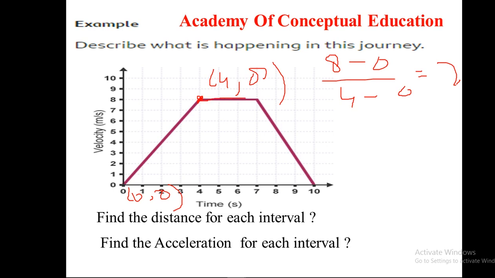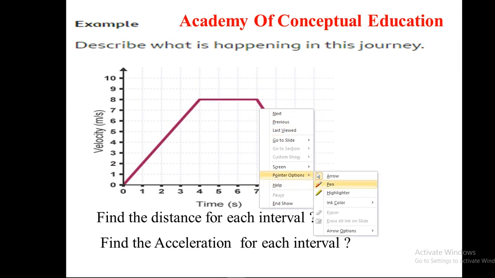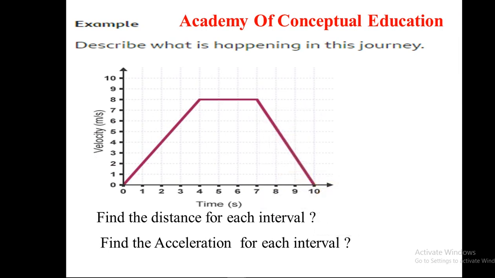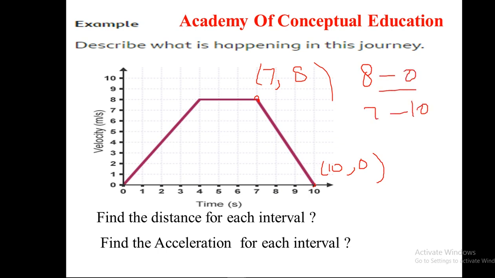Now for the second one, the acceleration will be constant. And for the last portion, you can see here that the first point on the x-axis is 7 and on the y-axis it's 8. Similarly, on the second point, on the x-axis it's 10 and on the y-axis it's 0. So if I ask you to find the value, it will be 8 minus 0 divided by 7 minus 10. So 8 divided by minus 3. So negative acceleration shows you that it is the deceleration.